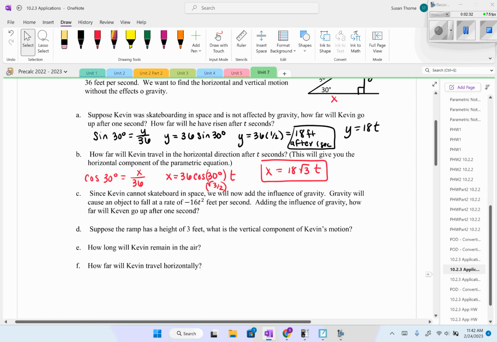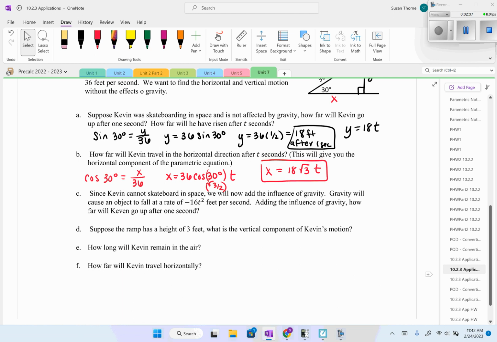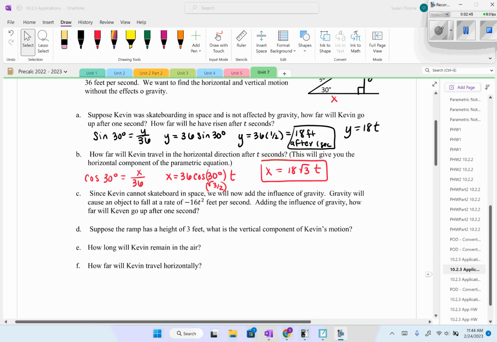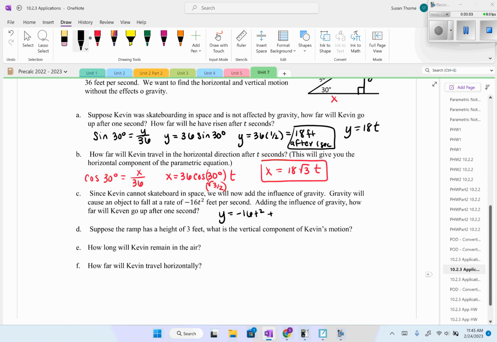Since Kevin cannot skateboard in space, we now will add in the influence of gravity. Gravity will cause an object to fall at the rate of -16 t squared feet per second. Adding the influence of gravity, how far will Kevin go up after 1 second? So since we're talking about gravity, which is going to affect your height or your vertical distance, we're going to be using our y equals equation to add this. So we have y equals -16 t squared. Now we're adding that to our initial equation, which was the 18 times time.